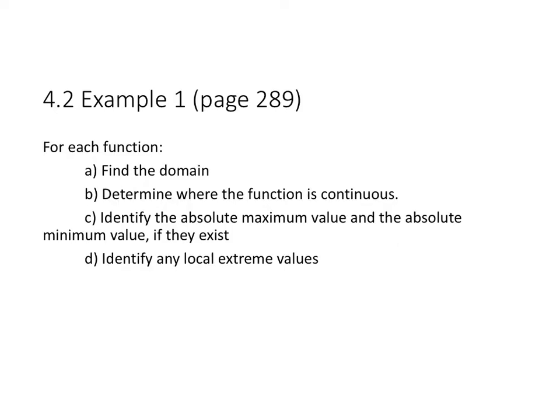So now we're going to use the definitions that we've gone over to solve some problems. For each of these, we're going to find the domain, then determine where the function is continuous, then identify the absolute max and the absolute min, and then find any local extrema as well. All of these graphs are on page 289 and beyond, so if you'd like to take a look, you can follow along in your book as well.